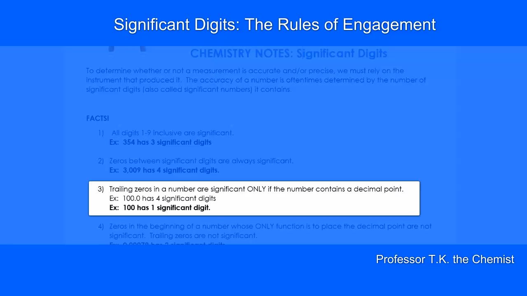So let's say that I've given you 100 and there is no decimal present. There is no engagement ring present. Well, the only thing that's significant is the number 1. And so in that case, the 1 would be the only digit that's significant. So you have a number 100, there's no decimal present, the 1 is the only significant digit.